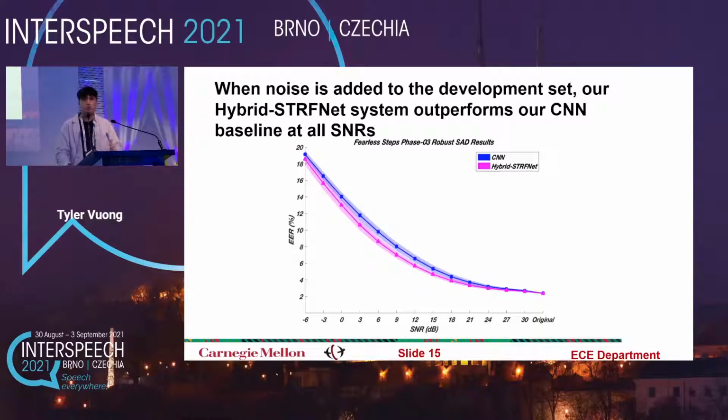In this experiment, we wanted to evaluate how well this does when we add noise. Since we know that there's probably a very finite set of noise in these space missions, we added noise from the DNS challenge. These noise types are a lot different than the noise that's seen in the field of space missions. And we found that across all signal-to-noise ratios, our hybrid STRFnet outperformed our baseline CNN.